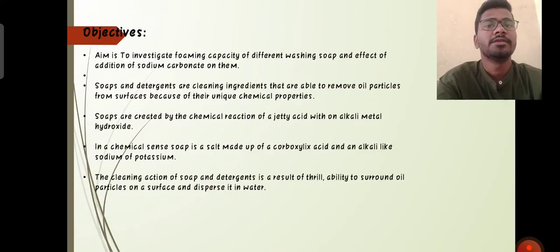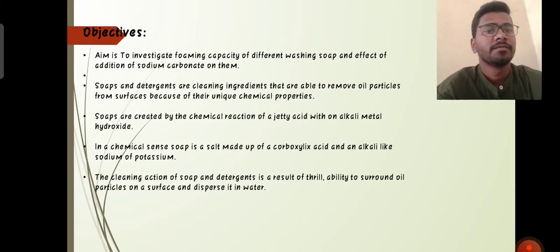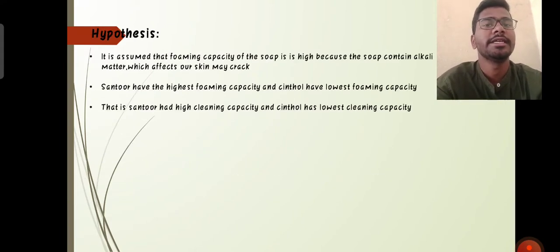Then the objectives. The aim is to investigate the foaming capacity of different washing soaps and the effect of addition of sodium carbonate on them. Soaps and detergents are cleaning ingredients that are able to remove oil particles from surfaces because of their unique chemical properties. Soaps are created by chemical reactions of a fatty acid with an alkali metal hydroxide. The cleaning action of soap and detergents is a result of their ability to surround oil particles on a surface, dispersed in water.